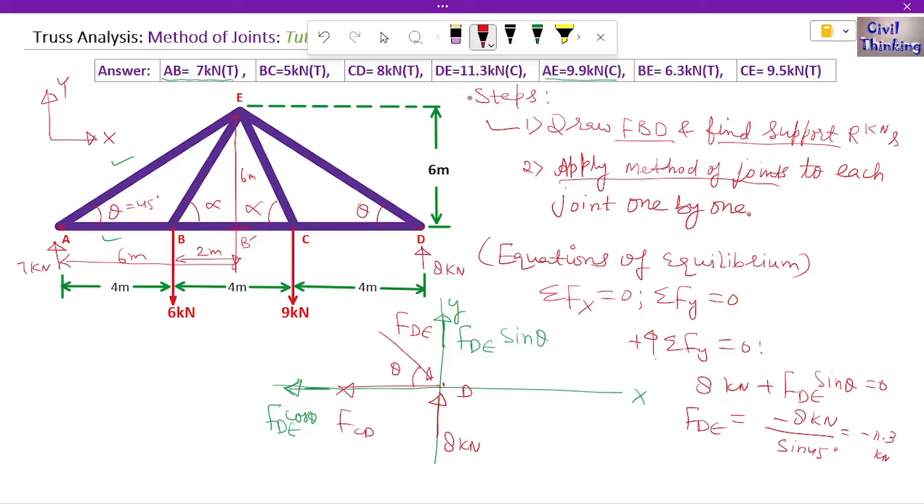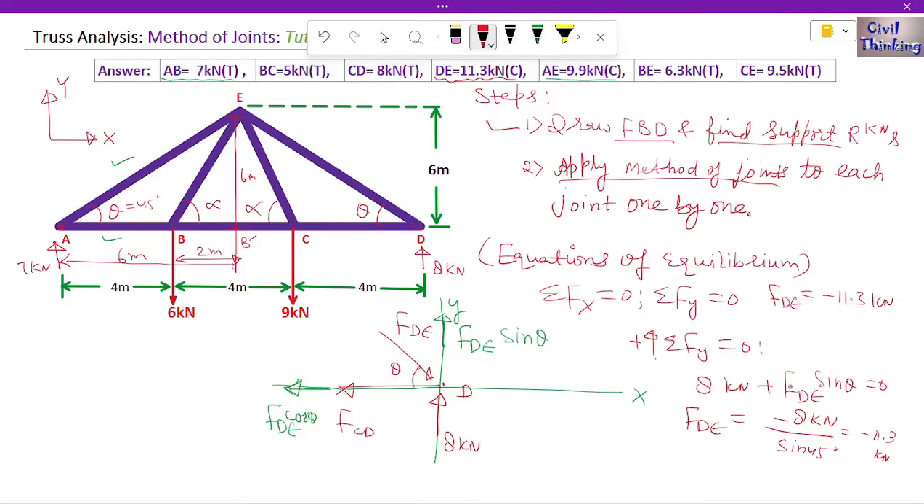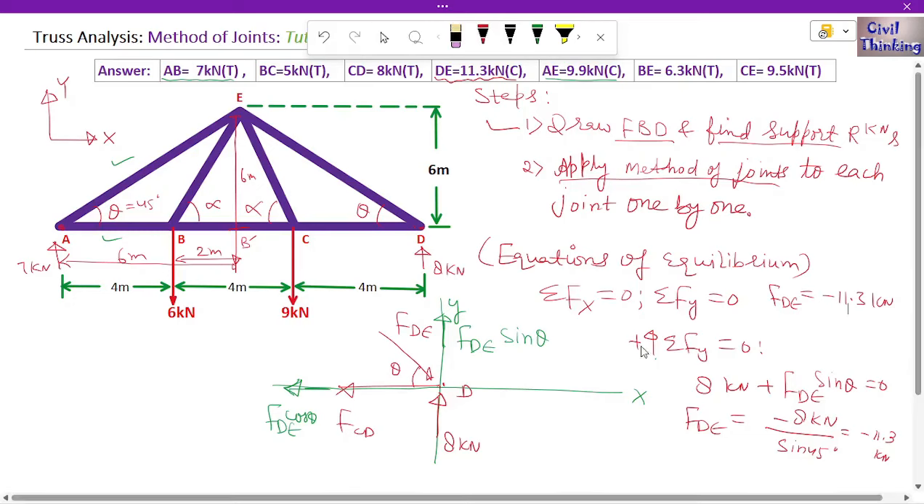Okay, so let me see the options. Force in DE is here 11.3. So our calculation is right. Now let me write it here. FDE is numerically equal to 11.3 kilonewton. Okay, so let me erase this equation first.